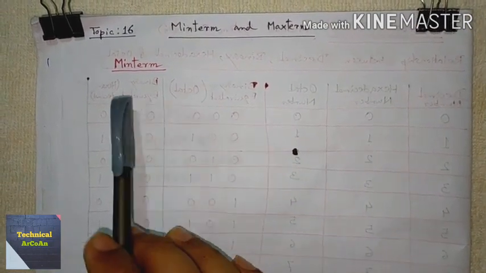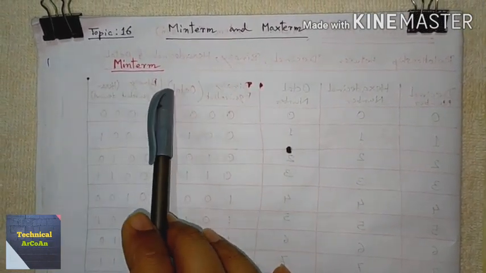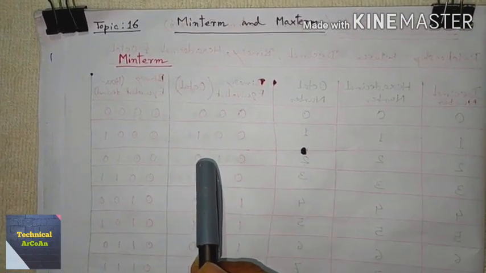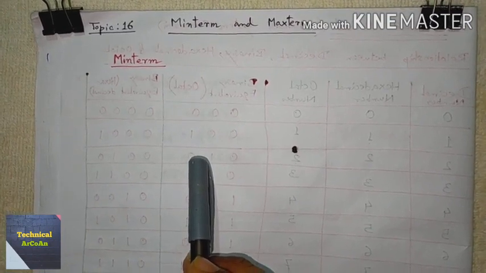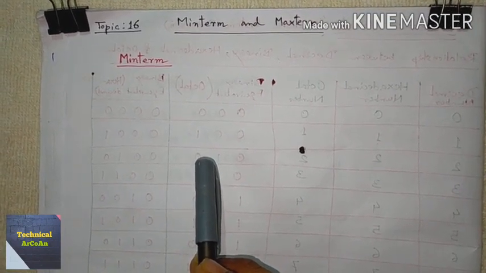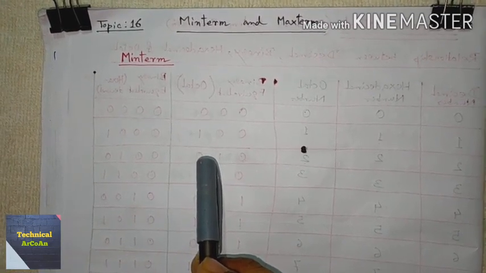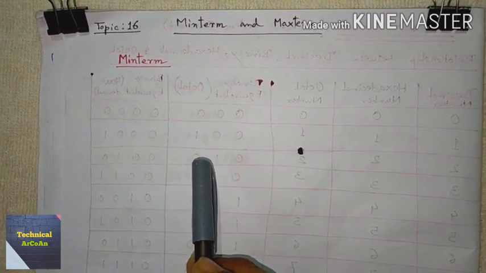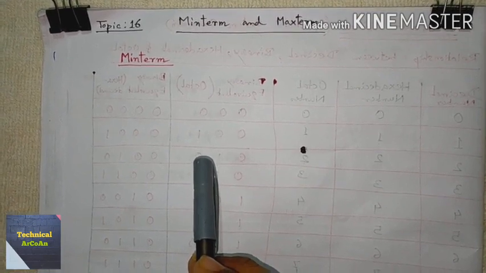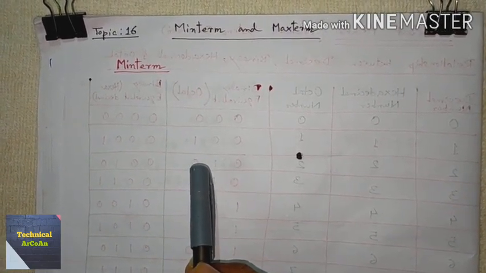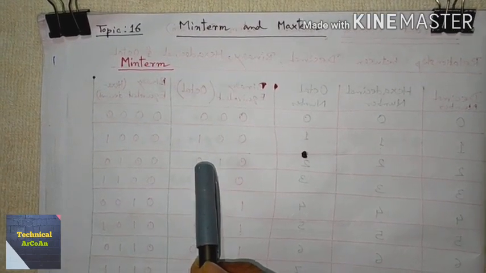So first we discuss what is a min term. We will get Boolean product terms by combining variables with logical AND operation. These Boolean product terms are called min terms or standard product terms. Okay, so go for an example.